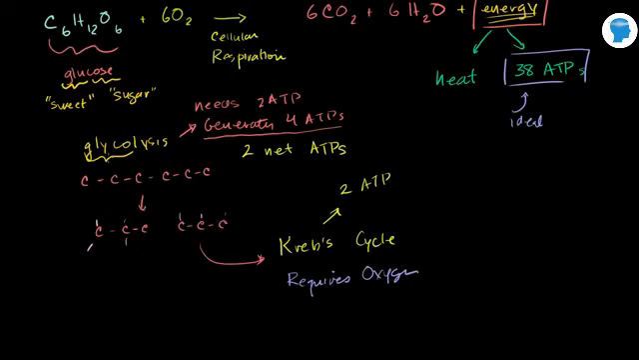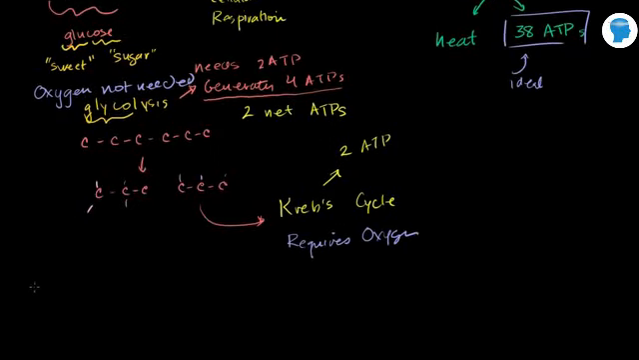So let me be clear. Glycolysis, this first step, doesn't need oxygen. It can occur with oxygen or without it. Oxygen not needed. Or you could say this is called an anaerobic process. This is the anaerobic part of the respiration. Let me write that down too. Glycolysis, since it doesn't need oxygen, we can say it's anaerobic.